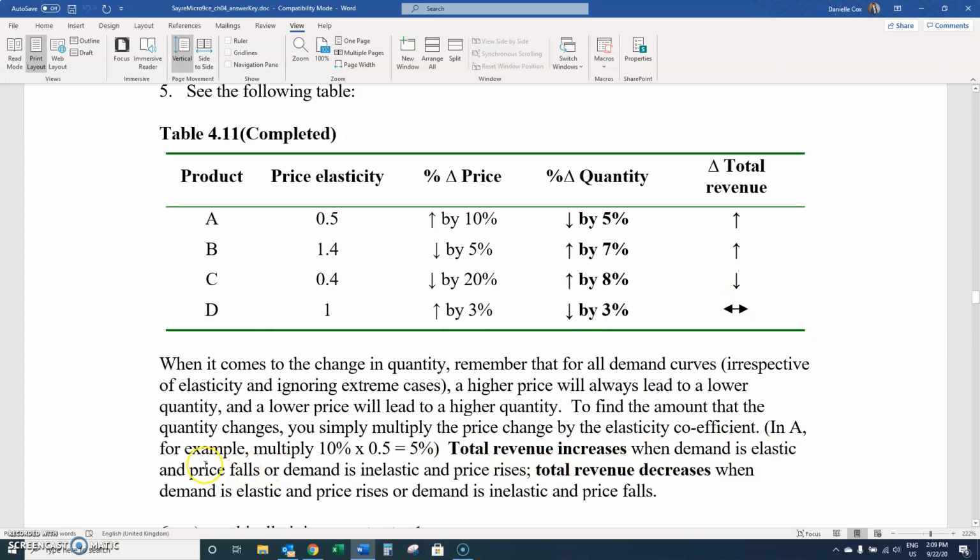Now again, knowing the directions of what happens when demand is elastic and inelastic is important. But if you're ever stuck, you kind of need to know the story behind it. What is causing this to happen?